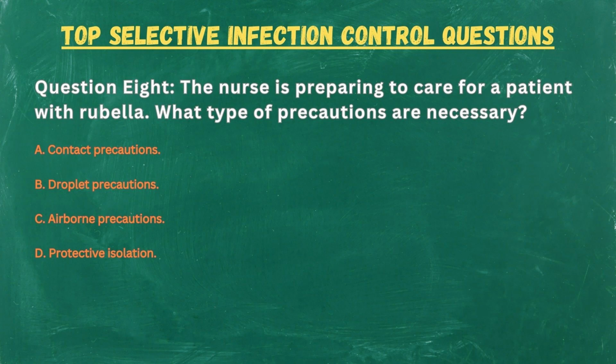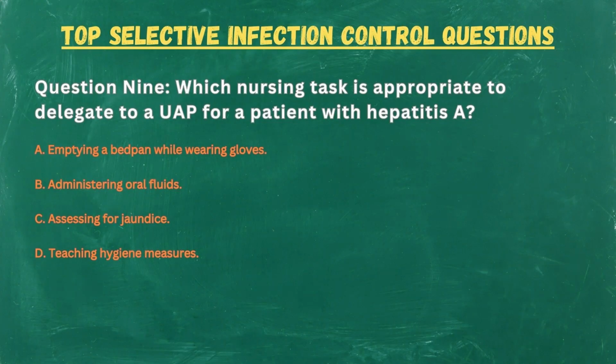Question 8. The nurse is preparing to care for a patient with rubella. What type of precautions are necessary? A. Contact precautions. B. Droplet precautions. C. Airborne precautions. D. Protective isolation. Answer. B. Droplet precautions.